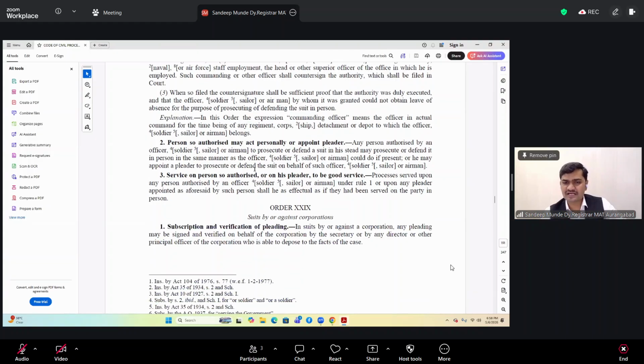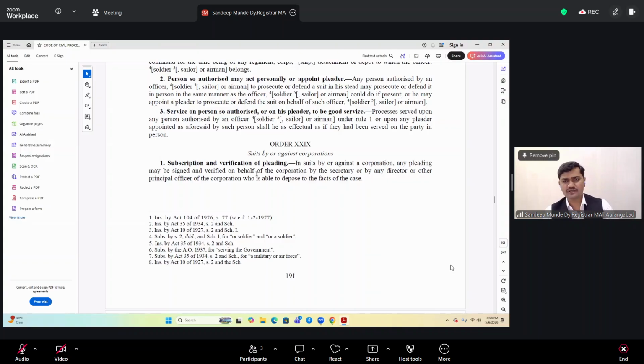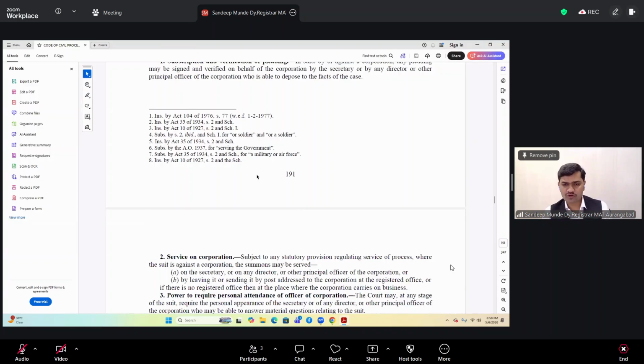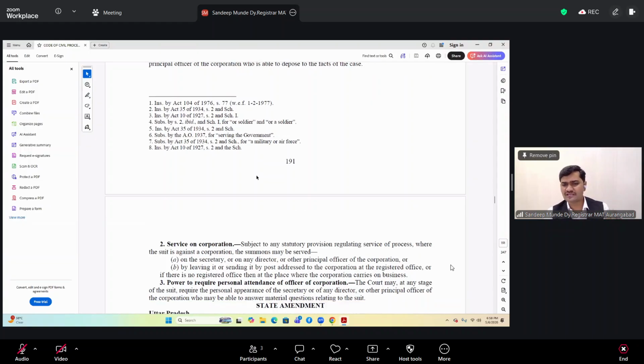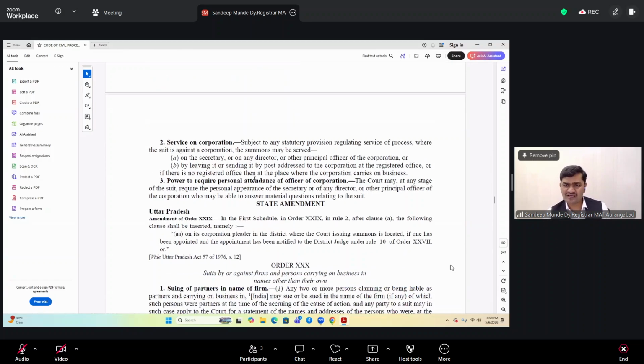The same applies to Order 29, suits by or against corporations. If the corporation is a party, all the procedure mentioned in Order 29 is required to be followed. How to make service upon the corporation? Service can be made upon the secretary, a director or the principal officer of the corporation at its office. As per rule 3, there is power to require personal attendance of an officer of the corporation.